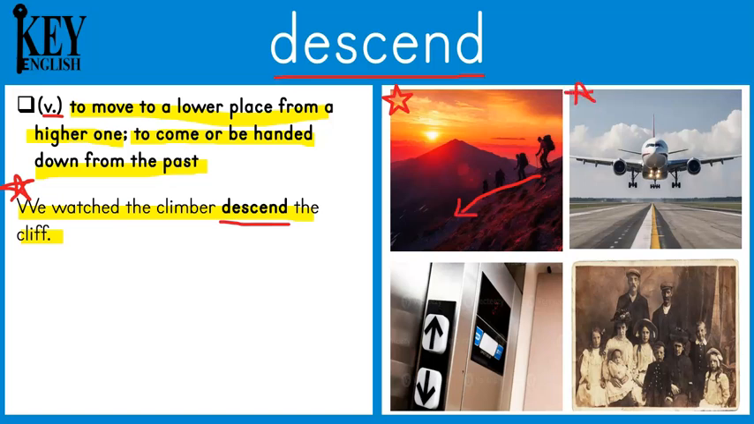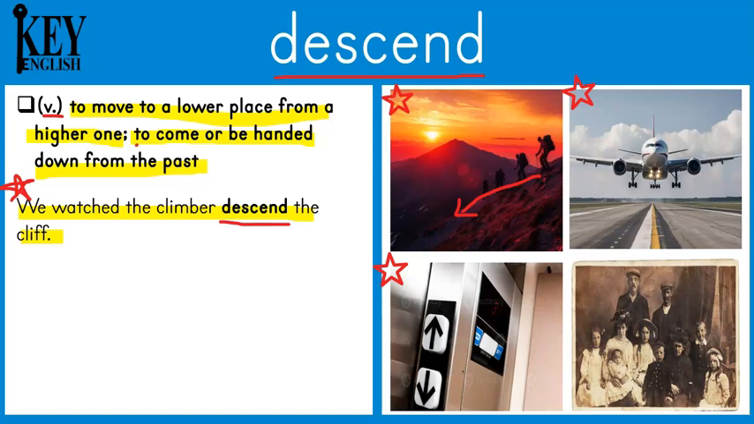Or we often use this word, for example, when we're talking about things like airplanes or helicopters that are up high in the sky. I can say, the airplane started to descend toward the airport. It started to go down. Or another good example would be an elevator, because elevators go up and down. I can say, the elevator will descend to the first floor. So it will go down to the first floor.